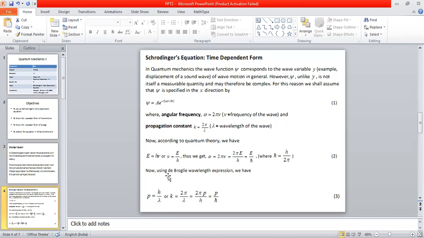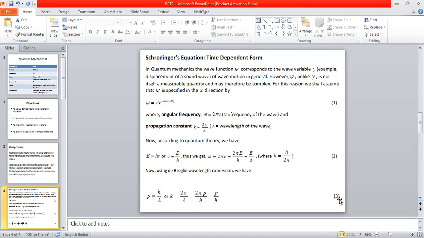Now, we are also making use of the de Broglie wavelength expression. Using it, we can write p is equal to h by lambda. The propagation constant k is given by 2 pi by lambda. Since lambda is equal to h by p, we can write k is equal to 2 pi p by h. And h by 2 pi is again h cross. Therefore, the propagation constant k becomes equal to p by h cross.